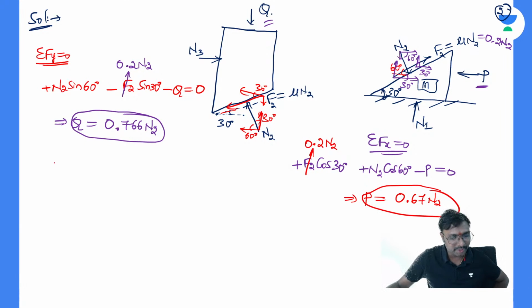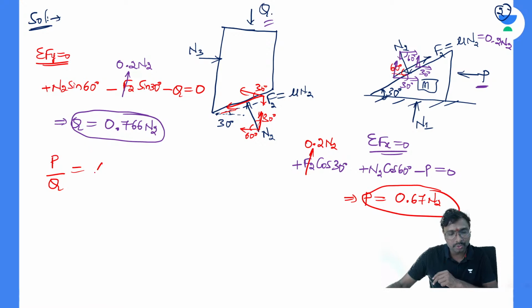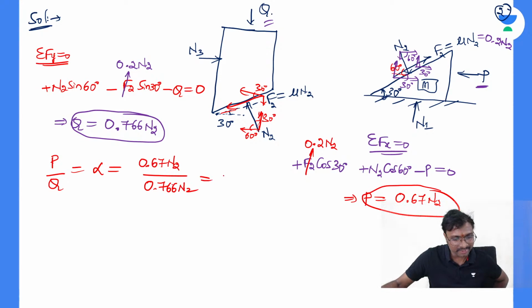So now what are you asked to identify? P by Q, so P by Q is equal to how much, everyone? P by Q is equal to that alpha, right? P is nothing but 0.67 N2 divided by Q. What is Q if you just observe? 0.766 N2. So how much does it come to be? Approximately, alpha comes to be 0.9, right?